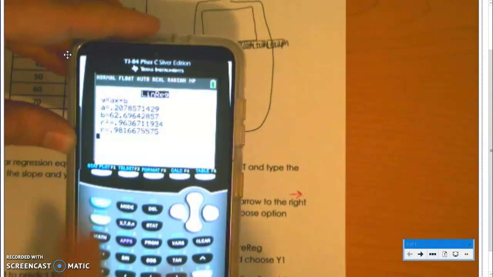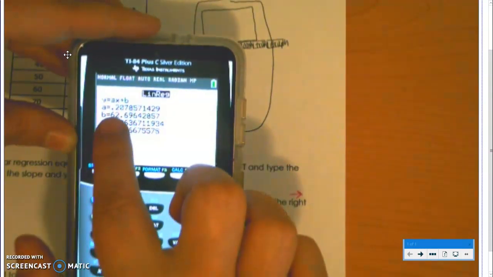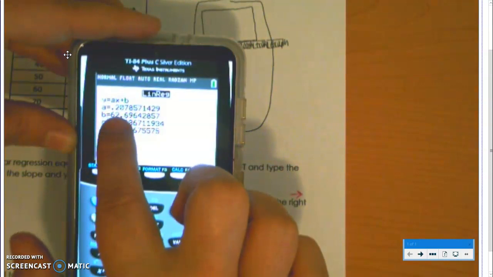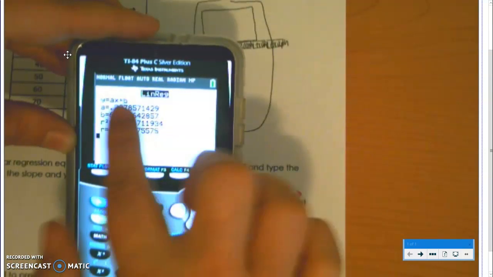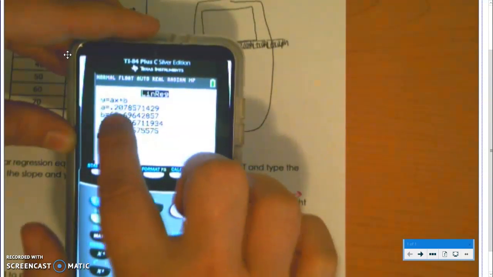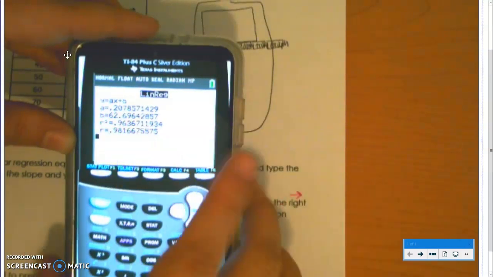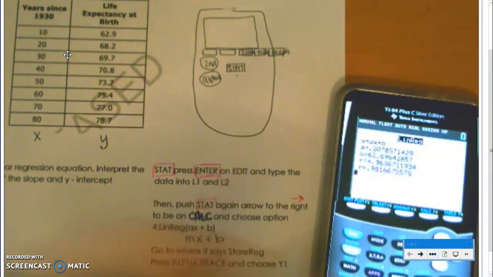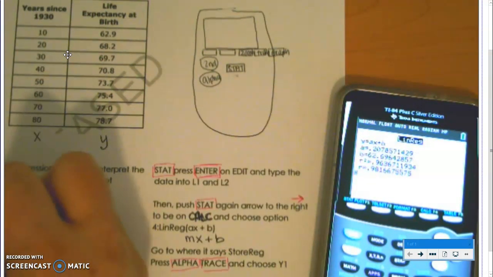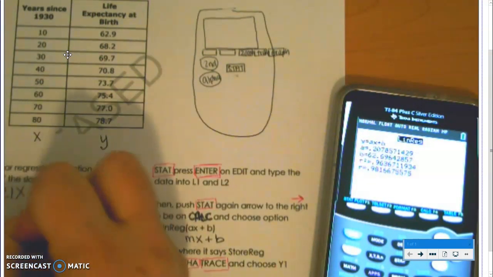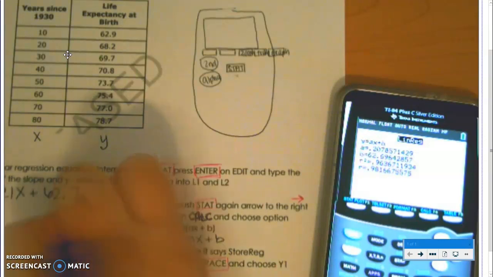I'll round that to 0.21, and I'm going to round the b to 62.7. I'm just going to replace the a with 0.21 and the b with 62.7 and write it like y equals mx plus b. So y equals 0.21x plus 62.7.